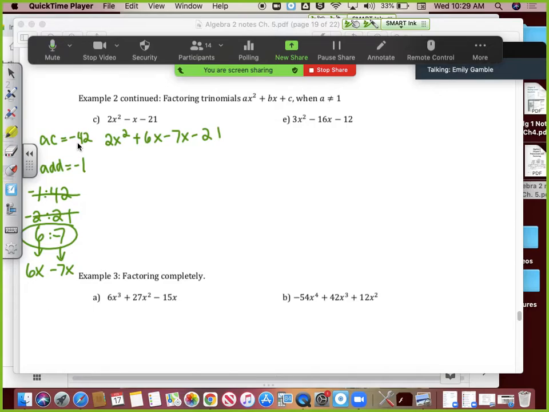Once you have 4 terms, then you can factor by grouping, which means you take a line and you just draw it down the center after that second x, or the first x here, and you factor each side separately.